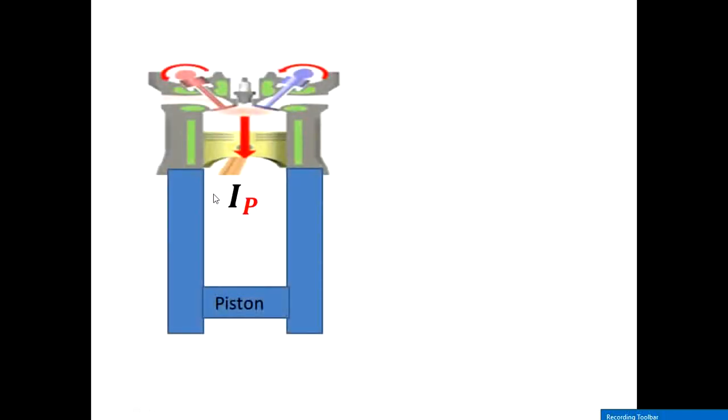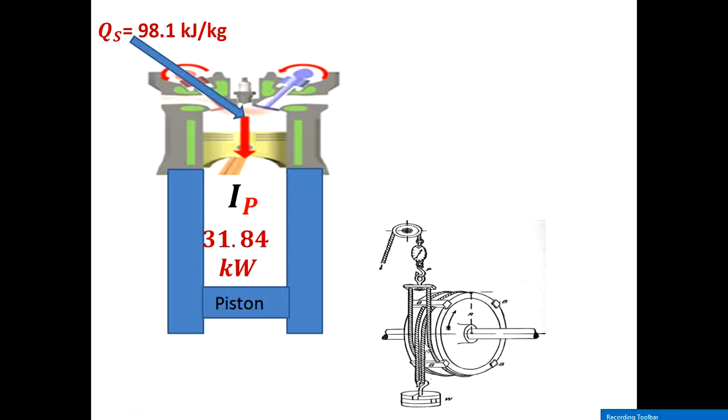Therefore, see here, this is the engine. This is the amount of heat energy supplied to the engine, and then IP, indicated power, is developed inside the engine cylinder. Therefore, the brake power will be available at this shaft. Power available at the flywheel or the shaft is so called brake power. Your brake power is equal to 26.84 kilowatts, and your frictional power is equal to 4.98 kilowatts.